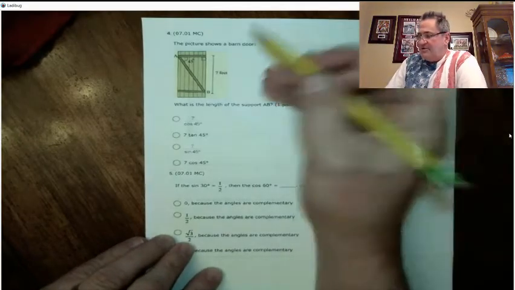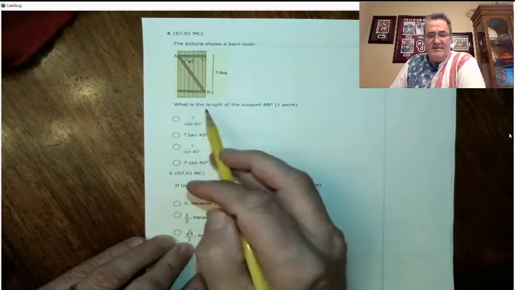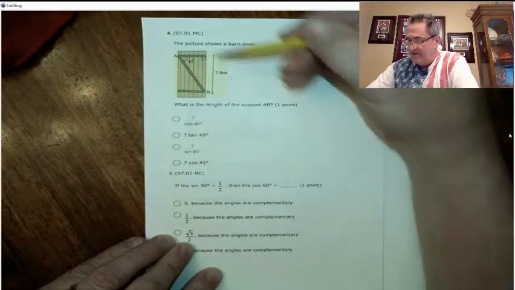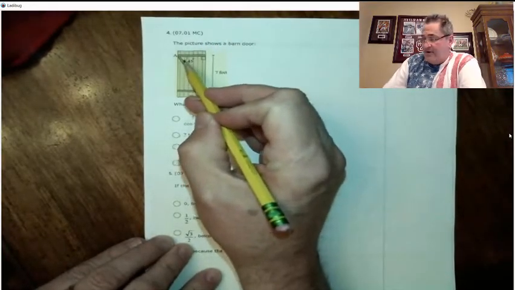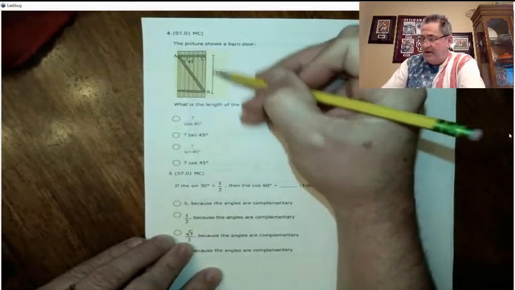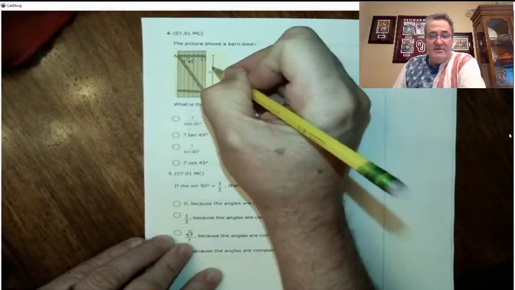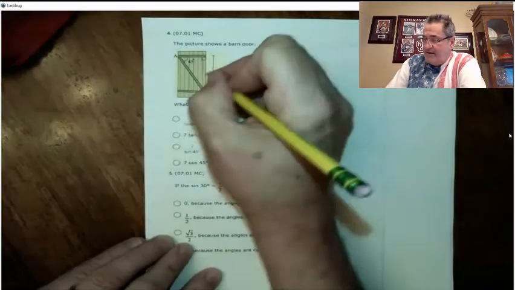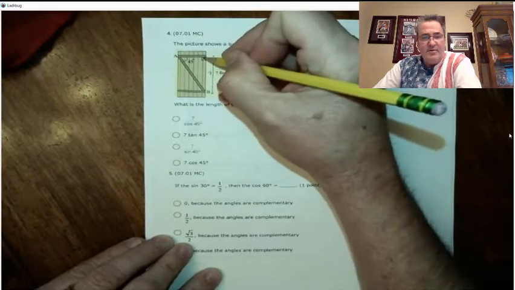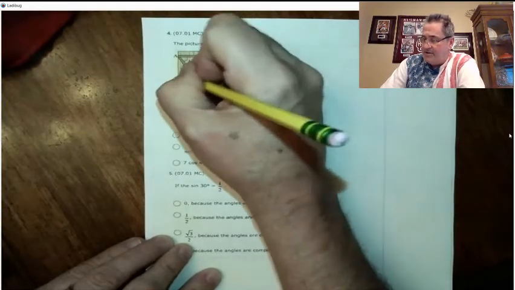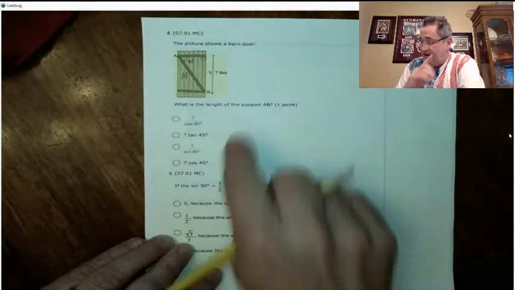So the picture shows a barn door. So here's this barn door and it has these supports. And so what's the length of support AB? That's the diagonal one. All right, so it makes a 45-degree angle. And we know it's 7 feet from here to here. So that is this side of the triangle, 7 feet. So the support would be, there's the 90-degree angle, so the support is the hypotenuse. Let's just call it H. That's the hypotenuse, and we want to know what the length of that is.